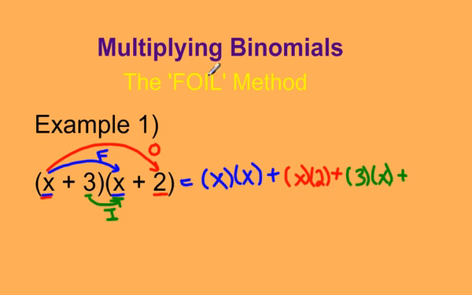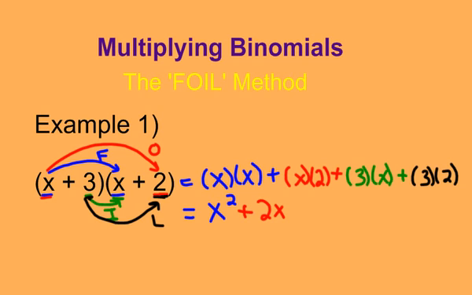And the last letter in FOIL is L. L stands for last. So we're going to look at the last two terms. The last term in the first binomial multiplied by the last term in the second binomial. Okay, that's my L, 3 times 2. And if I multiply x times x, I'm going to simply get x squared. And if I multiply x times 2, I'm going to get 2x. 3 times x is just 3x. And 3 times 2 is simply 6.